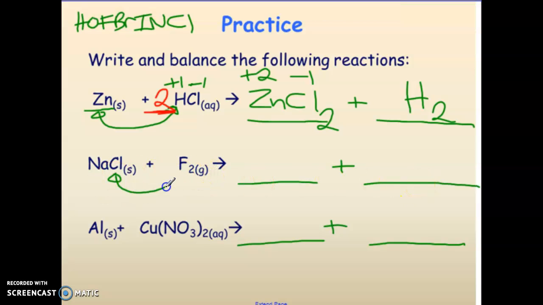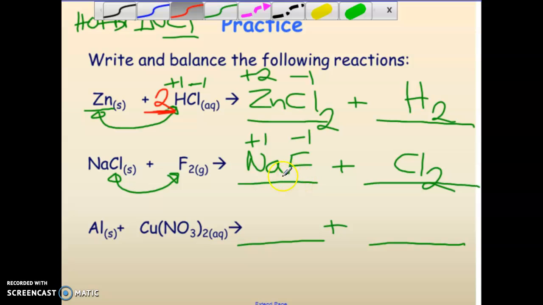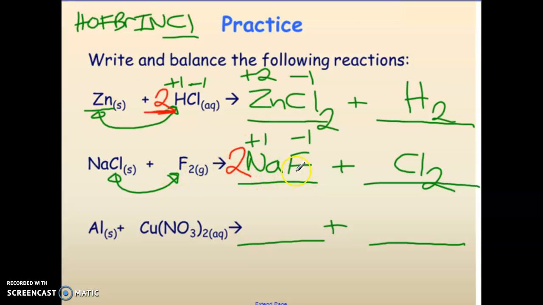Fluorine is a non-metal, so that's going to swap with our chlorine. So now we're going to have NaF, so +1 -1, so you leave it blank. And chlorine is also a Hofbrinkel, so this is going to be Cl2. For balancing, we need a 2 here for the 2 fluorines. But that also changes sodium, so we'll need a 2 in front of NaCl. And that balances with our 2 chlorines on the product side. So we're good here.